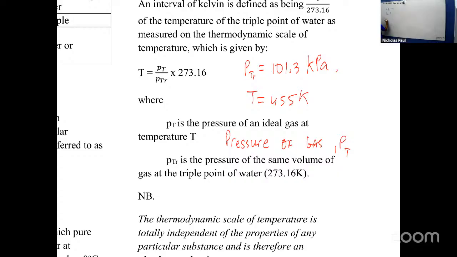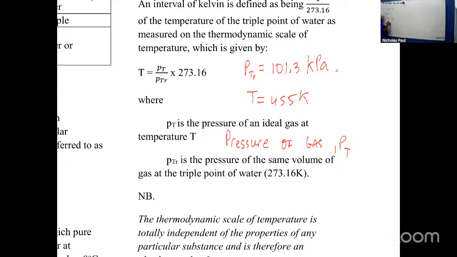The temperature they gave us is 455. Pressure at the unknown temperature, we're trying to find that. And pressure at triple point is 101.3. If I use 101.3, it means that your answer will be in kilo. So if you leave it like this, your answer will be in kilopascals. If not, you had to put by 10 to the 3 here, right?